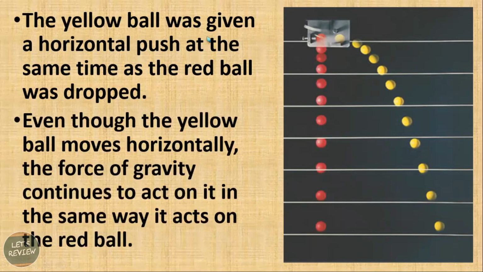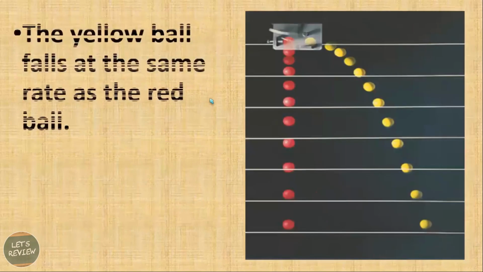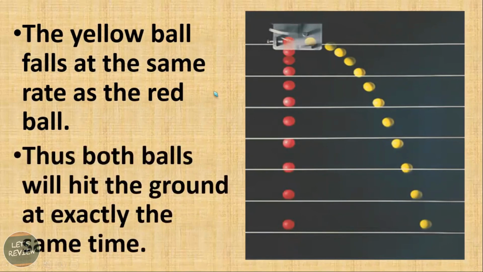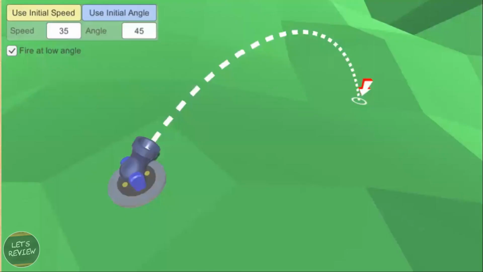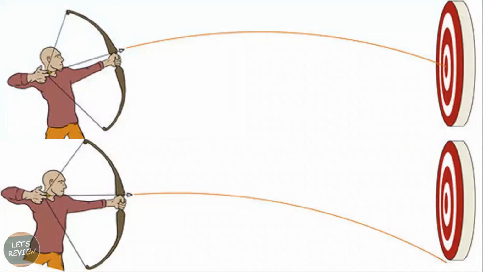Even though the yellow ball moves horizontally, the force of gravity continues to act on it, in the same way that it acts on the red ball. Surprise, right? The yellow ball falls at the same time as the red ball. Thus, both balls will hit the ground exactly at the same time. Again, we call that projectile motion. And these are the applications of projectile motion.